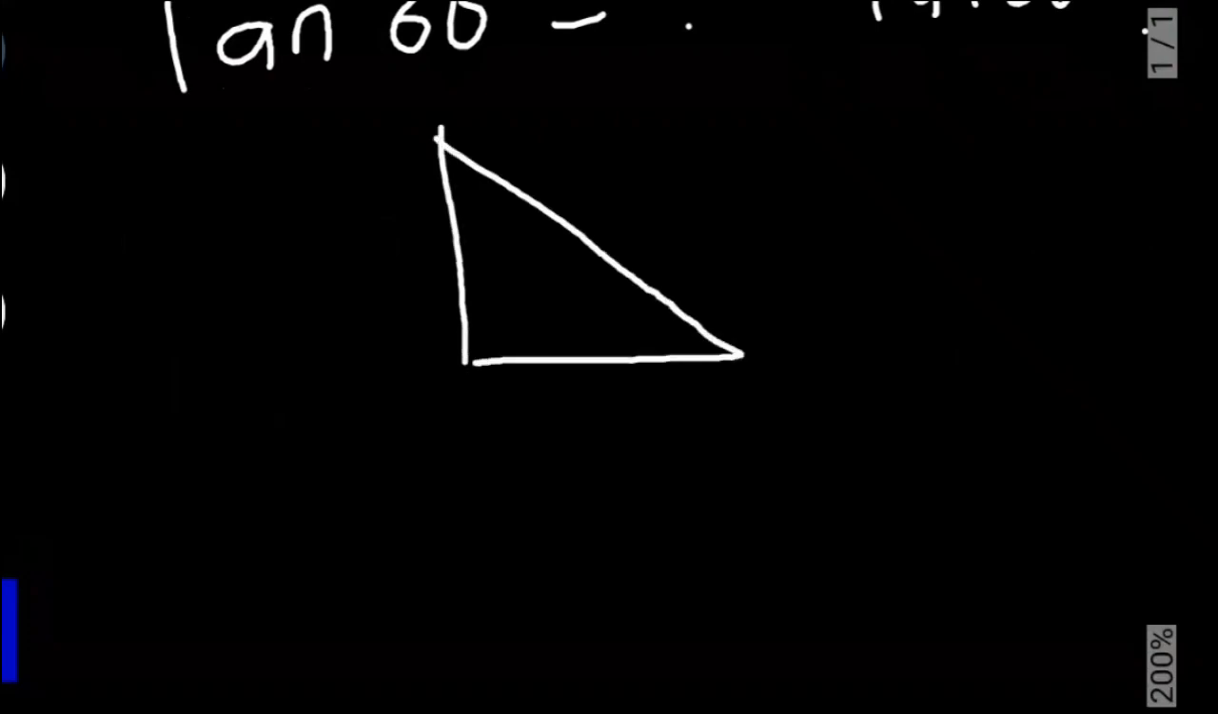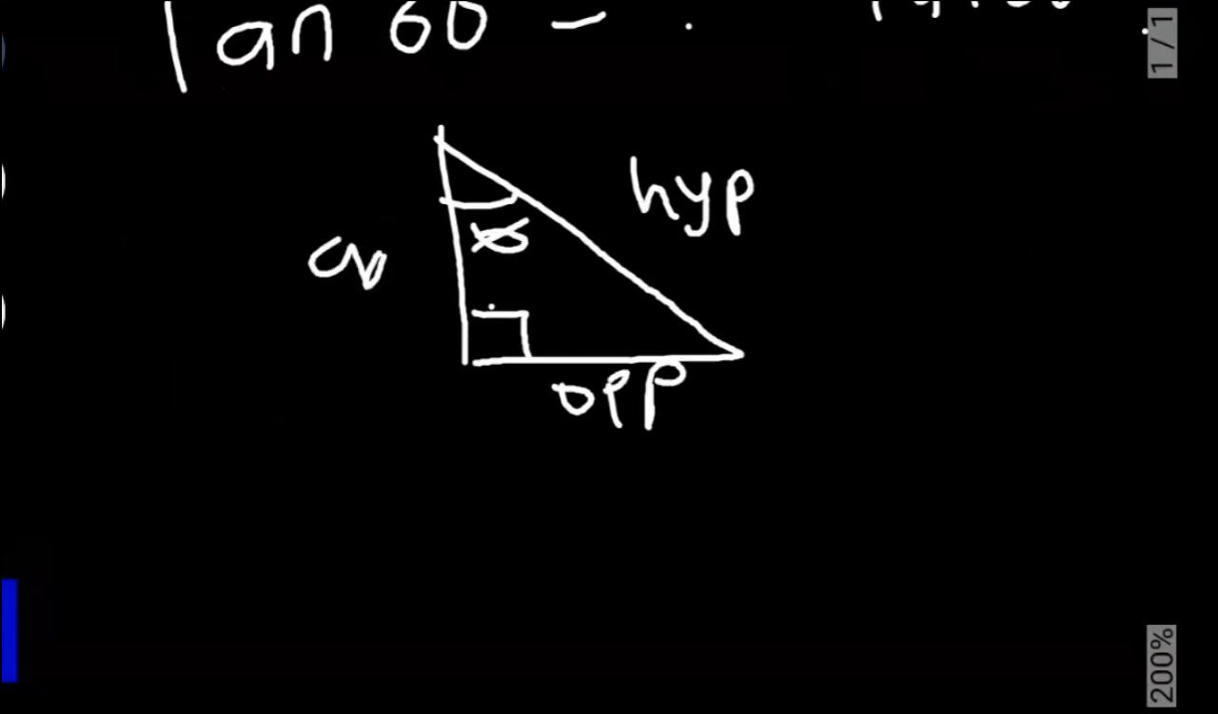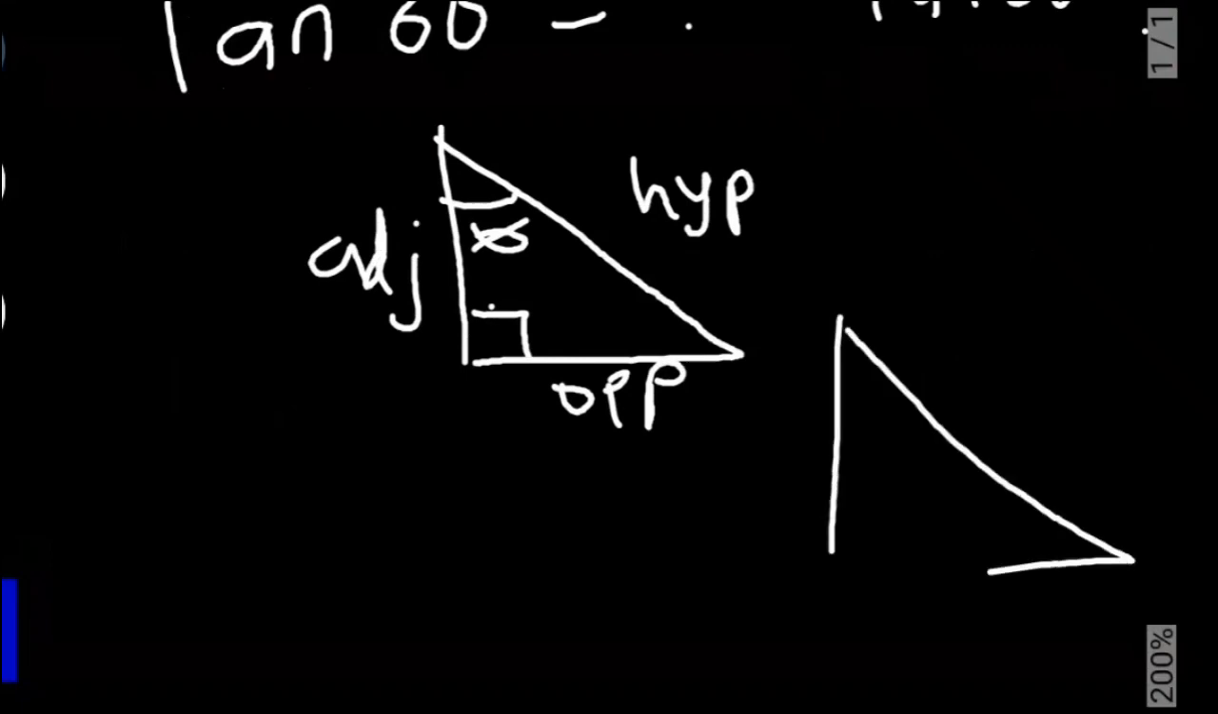This is a right angle triangle with the angle of 90. The longest side is the hypotenuse. The opposite and the adjacent depend on where the angle is facing. If we have an angle theta here, then this should be the opposite, and this will be the adjacent. This is the hypotenuse.